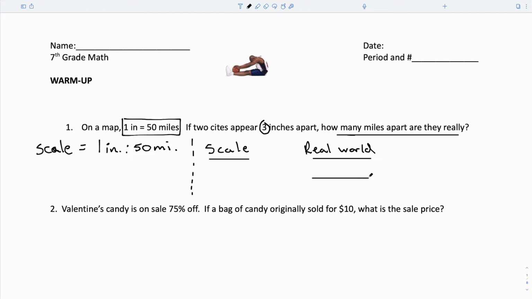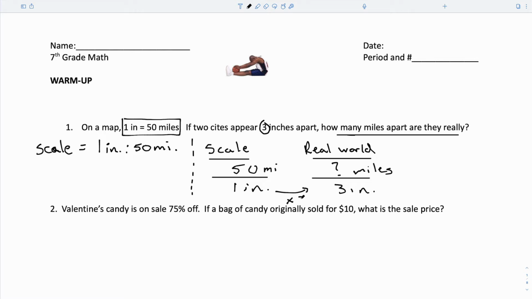First thing we need to do is set up our real world, and we're looking for how many miles. They tell us that it is 3 inches apart on this map, and we're going to make our scale match the real world. So there's 1 inch on the bottom, 50 on the top. That's in miles. We double checked that the top matches and the bottom matches the units. Okay, we're set and we're going to start solving.